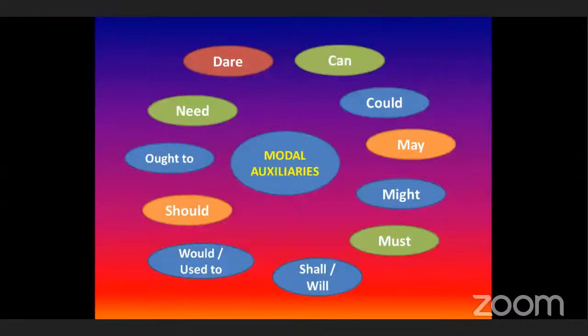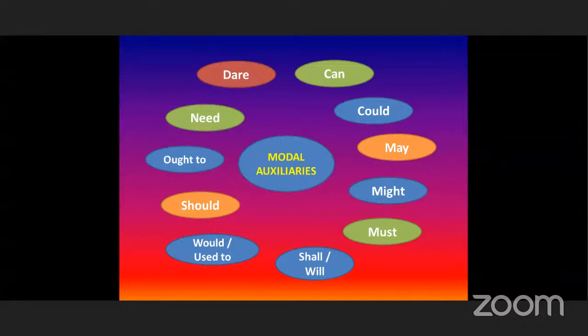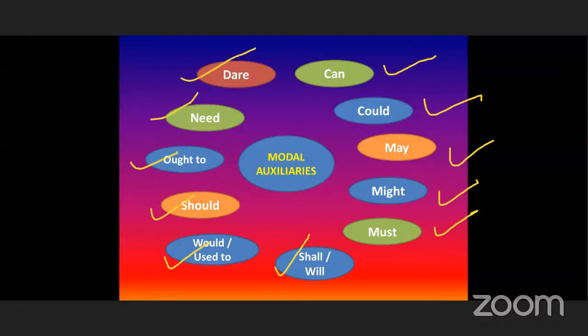See the next slide. There are a total of 13 modal auxiliaries. They are can, could, may, might, must, shall, will, would, used to, should, ought to, need, and dare. How many modal auxiliaries are there in total? 13 modal auxiliaries are there. First one is can, second one is could, may, might, must, shall, will, would, used to, should, ought to, need, and dare.